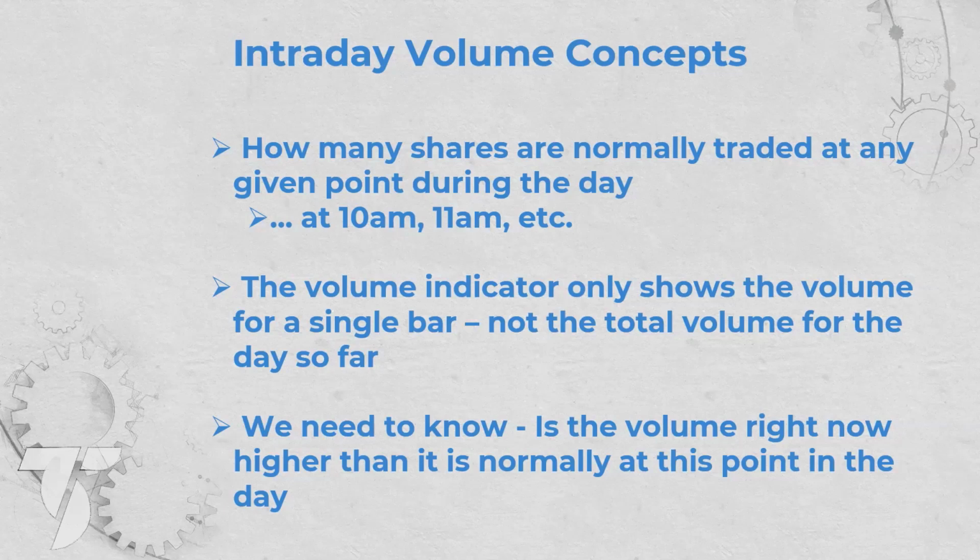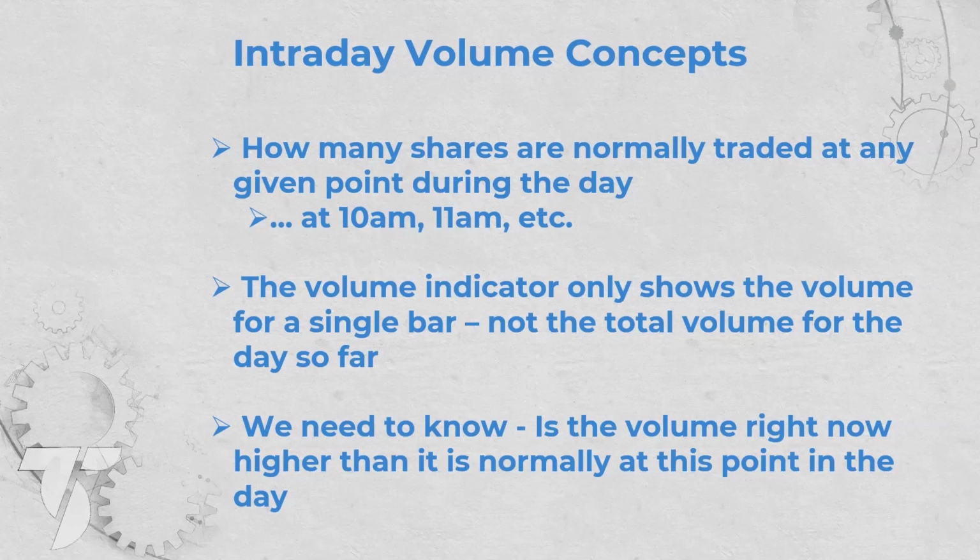As we just discovered in the last chart, the volume indicator just shows us what the volume is for a particular bar. It doesn't tell us whether, at this particular moment in time, the volume today is higher than it normally would be. So we need to know, what is the volume right now? Is it higher than it normally would be at this point, or is it lower than it would normally be at this point? If the market is moving in one direction or another, it would be good to know whether that movement is on higher volume or lower volume or normal volume.